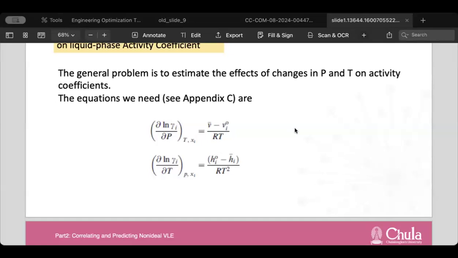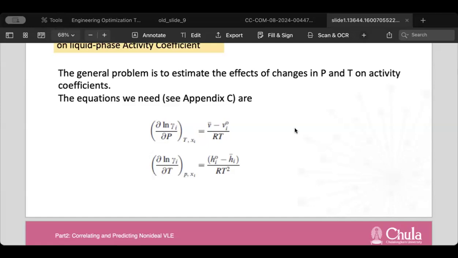And in case of, what's it? Type 1. What is type 1? What is type 1 solution? Ideal solution, okay? For ideal solution, of course, we no change in gamma, right? Because gamma always 1, okay?